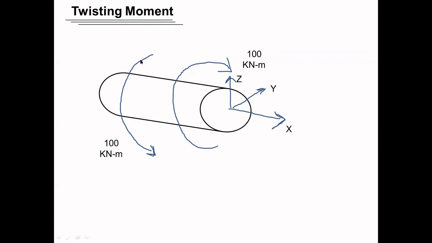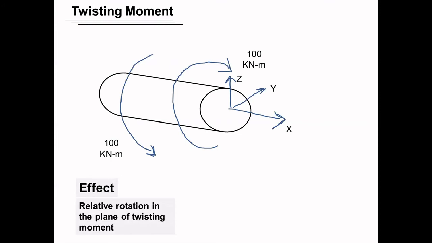Under the action of these two moments, the cross sections in between are going to be subjected to twisting, or they are going to be subjected to moment in their own plane. So if the moment lies in the plane of cross section, we call that pair of equal and opposite moments a twisting moment. At any cross section here, from one side you have a 100 kilonewton meter moment in this direction, from the other side a 100 kilonewton meter moment in the opposite direction. This pair together is called the twisting moment at a cross section.